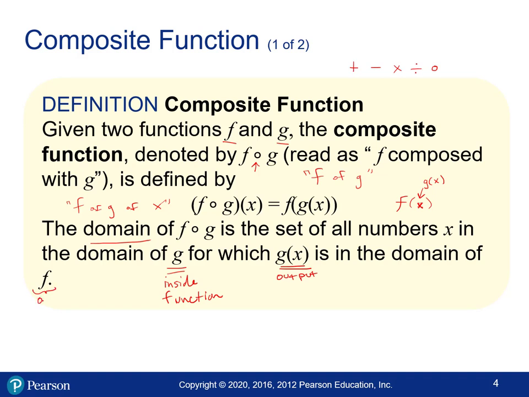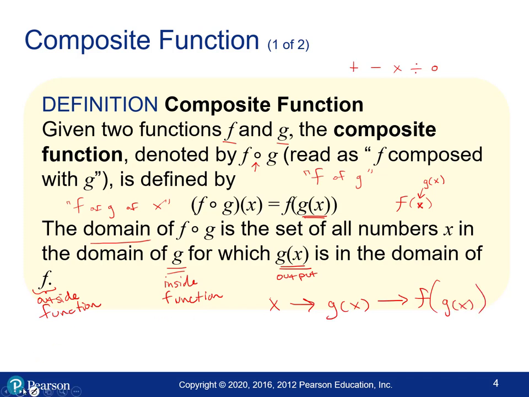Okay, so let me restate this and we'll do examples so it'll make sense. We have an inside function, g of x, and the domain for the composition function is all the numbers that you can plug into the inside function, as long as the output from that inside function is going to give you a real number when you plug it into f of x, the outside function.